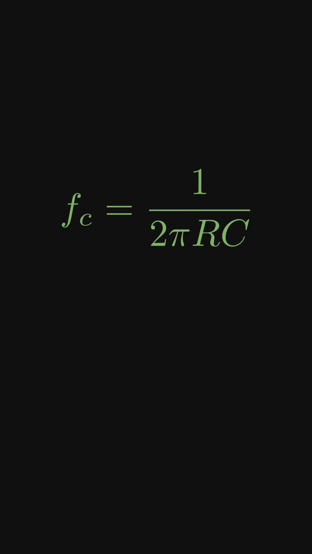Aliasing is dangerous because it does not look like an error. It looks like the truth.